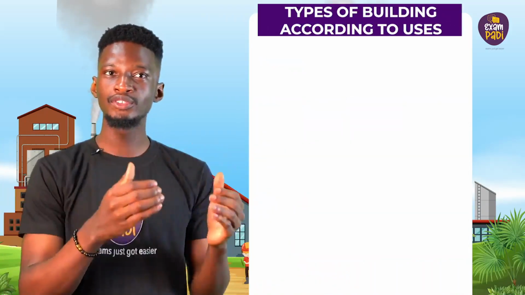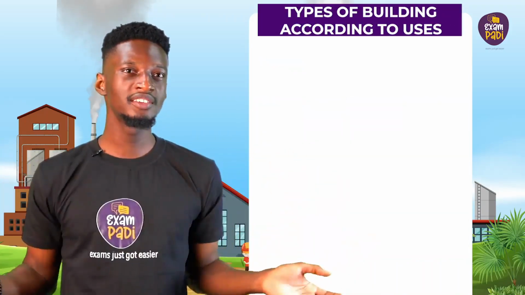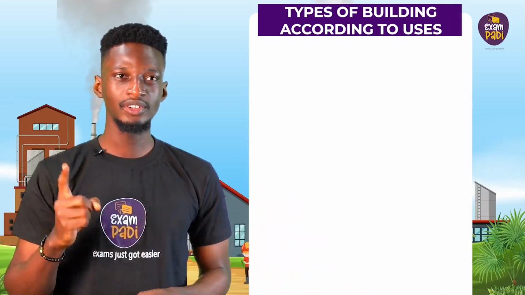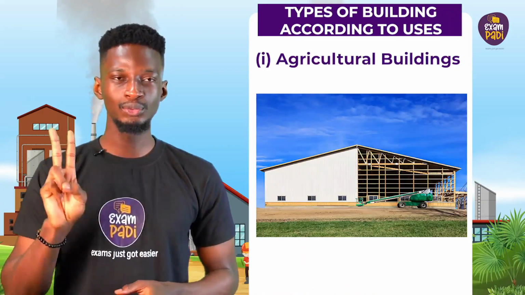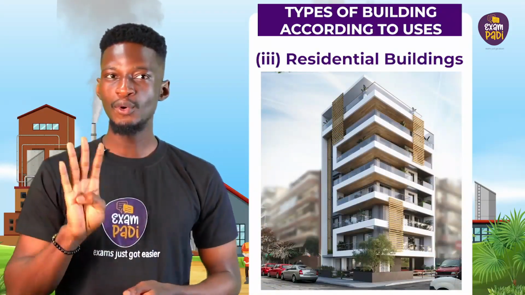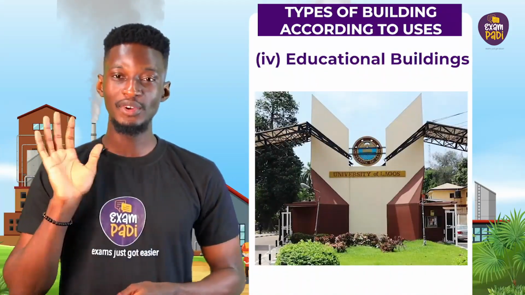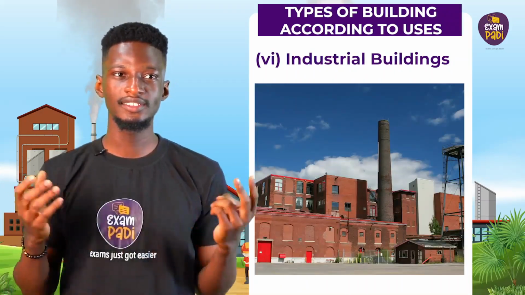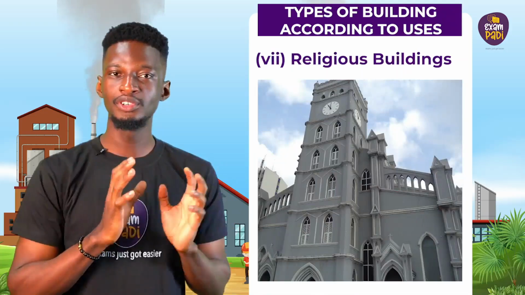Types of buildings according to uses. Buildings are generally classified according to their uses. These are 1. Agricultural buildings, 2. Commercial buildings, 3. Residential buildings, 4. Educational buildings, 5. Government buildings, 6. Industrial buildings, and 7. Religious buildings.